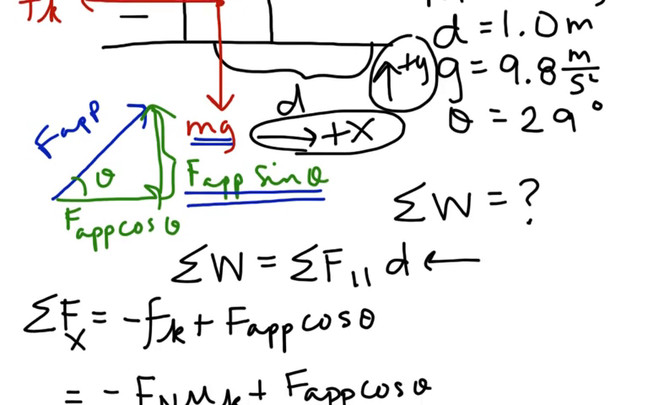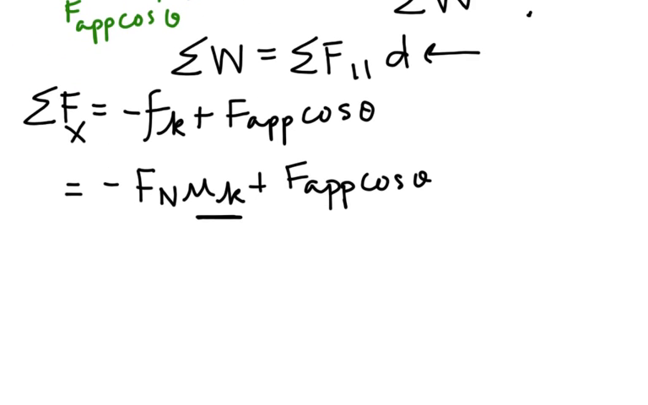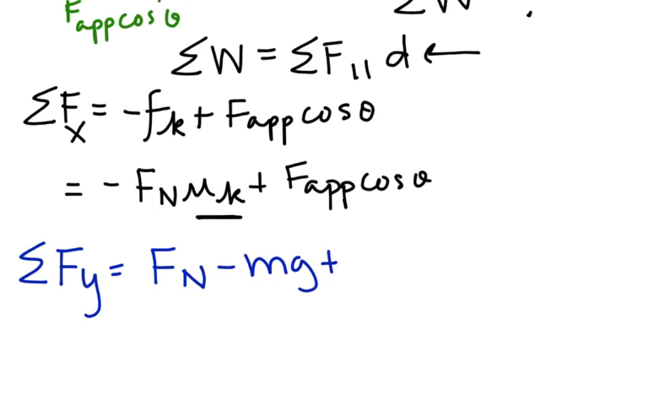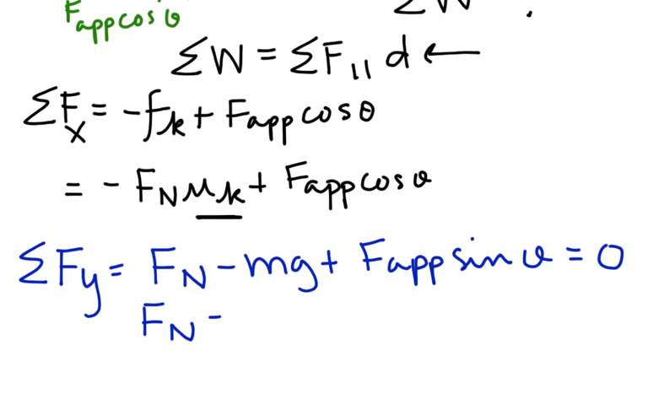I'm going to scroll up. Then we're going to sum up the forces in the y direction. That's going to be a positive normal force minus the weight of the object plus the applied force in the vertical or y direction, which is the applied force sine theta. In the y direction there is no acceleration, so that is all equal to 0. So my normal force is going to be the weight minus the vertical applied component.